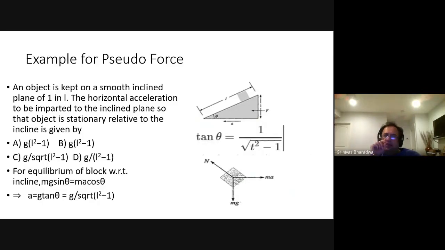So an object is kept on a smooth inclined plane of 1 in L. What is 1 in L? The elevation is 1 for a length of L along the slope. Now the horizontal acceleration to be imparted to the inclined plane: they want to put an acceleration a to the inclined plane so the object remains stationary. Normally, it's a smooth inclined plane. Smooth means there's no friction, right?